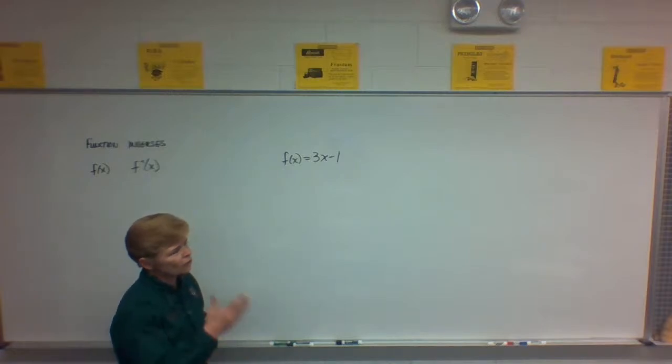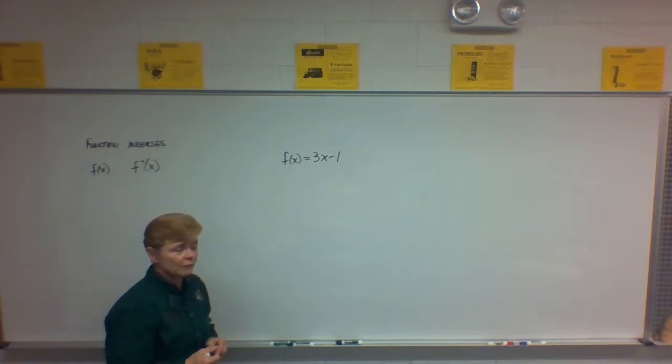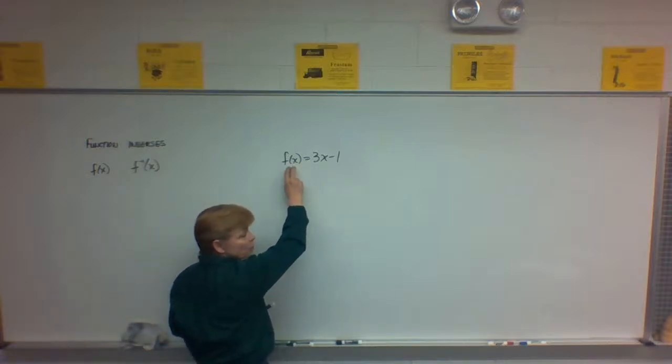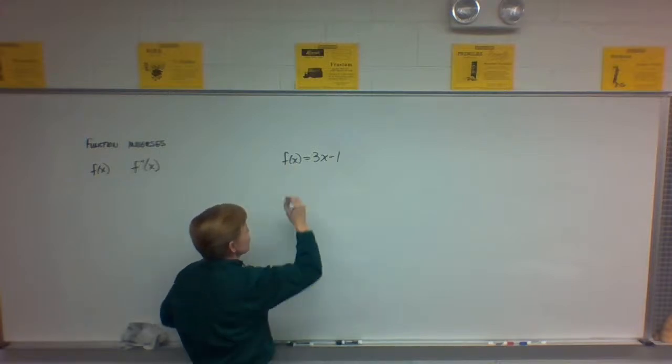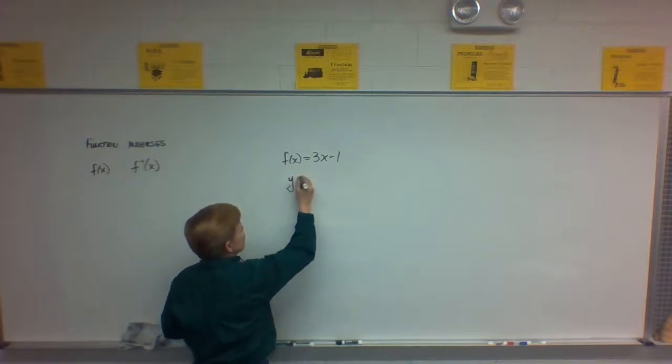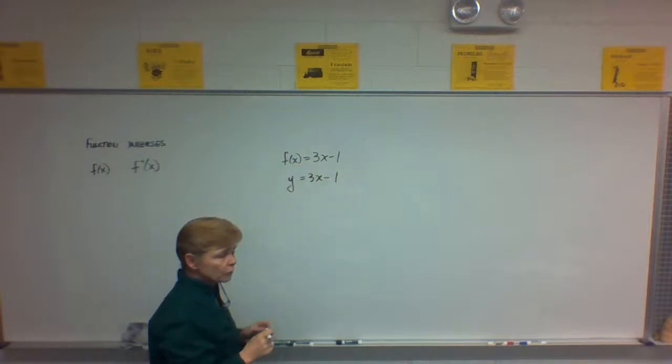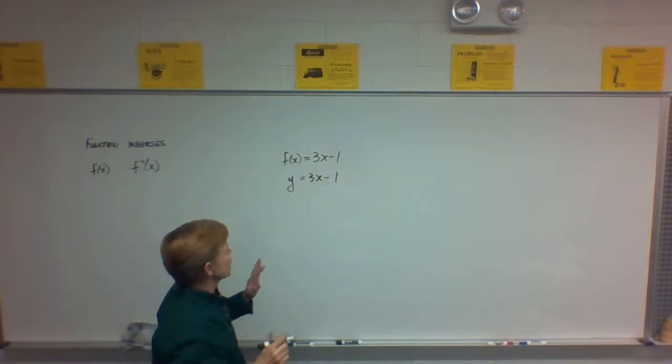How in the world are we going to take all the points on that line and turn them all over to create all the points on the pink line? It's really slick. Watch this. Do you remember that this is often referred to as y? It's the output. It's the y value. So I'm going to rewrite it like that. I'm going to write it y equals 3x minus 1. Why do I do that? Because I don't want to drag this f of x all over. You could. It would be fine. I just want to use y though.